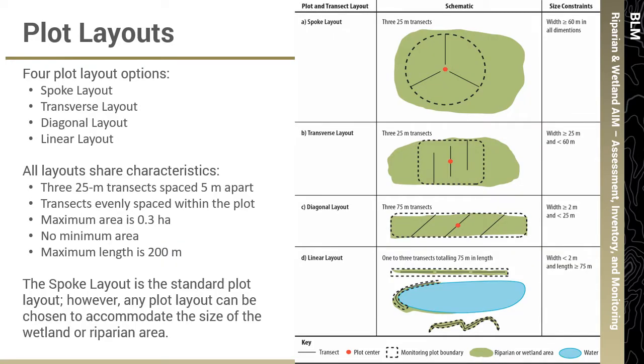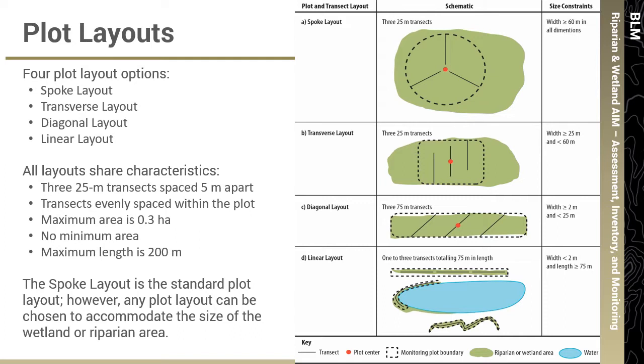The protocol includes 4 plot layout options: the spoke layout, transverse layout, diagonal layout, and linear layout. All layouts share the same characteristics, which include 3 25-meter transects evenly spaced within the plot, a maximum area of no more than 0.3 hectares, no minimum area, and a maximum length of 200 meters.